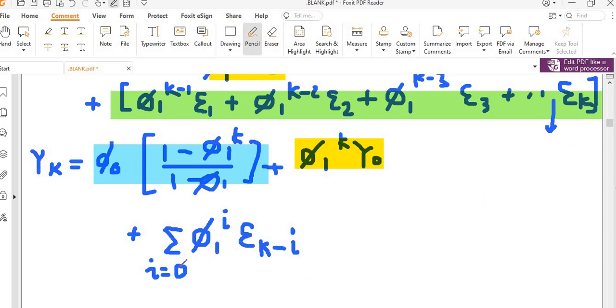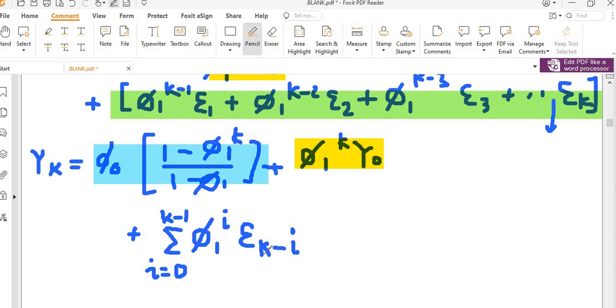Now let's check for I equal to 0. Do we get this term? Yes, we do. Phi 1 to the power 0 epsilon k. So this term actually encapsulates this entire green equation. And this will have to end at, so this is the last term, right? K minus 1. So you can see that if we start from here, the first term is this and the last term is this. So this will be the highest value of I. Compare with this, this will be the highest value of I. So you have to put k minus 1 over here.